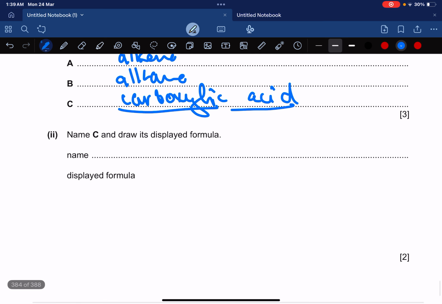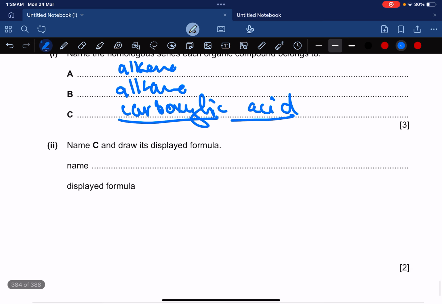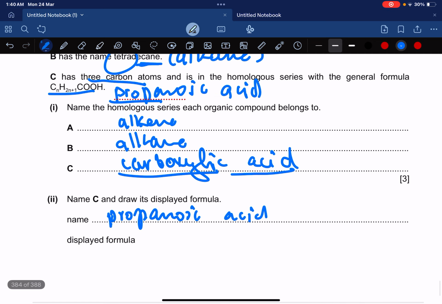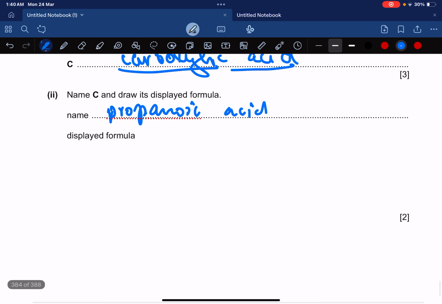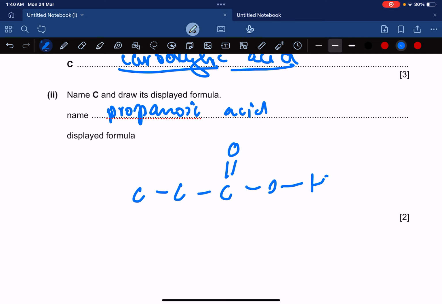Okay? Name C and draw its displayed formula. So C was basically your propanoic acid. How did you figure it out? You figure it out simply by reading that it has 3 carbons. The displayed formula is going to be 3 carbons, 1, 2, 3 with a double bond OH. ठीक है, ये हमारा basically C double bond O वाला group है. This is basically the functional group, and then you draw all the remaining hydrogens to fill up.